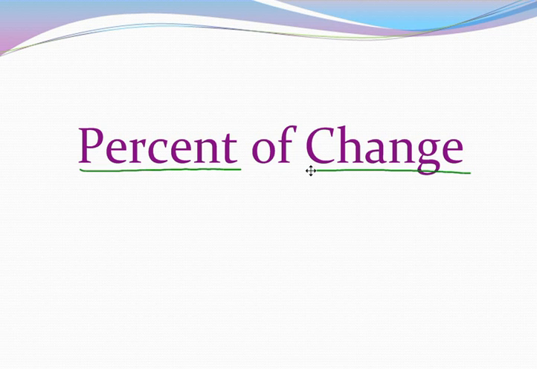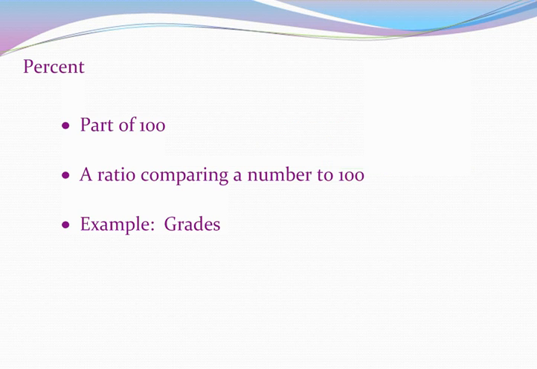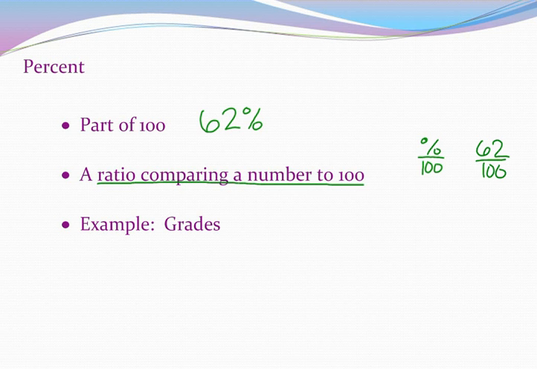So before we start learning anything new, I'd like to review some things about percents. First of all, we need to know that percent is part of 100. So if we have 62%, that is 62 out of 100. A percent can also be written as a ratio comparing a number to 100, which is what we've been doing when we have x over 100, more specifically, percent over 100. We've been writing that as 62 over 100. That's another way to write a percent.